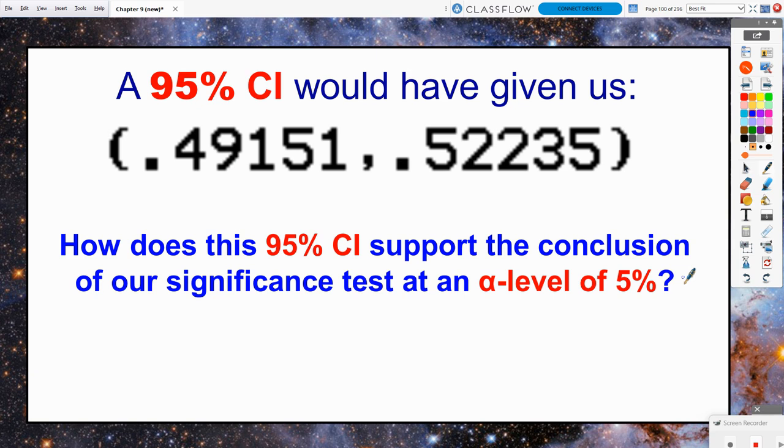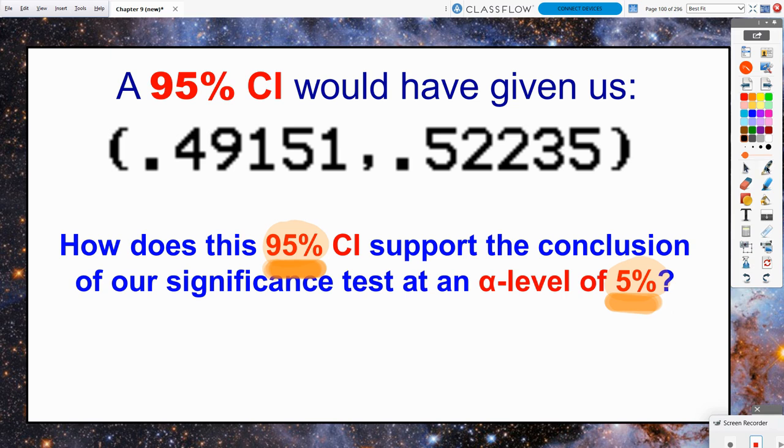So how does this 95% confidence interval support the conclusion of our significance test that we just finished at an alpha level of 5%? Now, you might be wondering one thing. Is there a special relationship between the confidence level and the significance level here? And there absolutely is. Because we had already established a 5% significance level, I would have to use a 95% confidence interval to make them fully comparable. So the confidence level and the alpha level have to add up to be 100%.